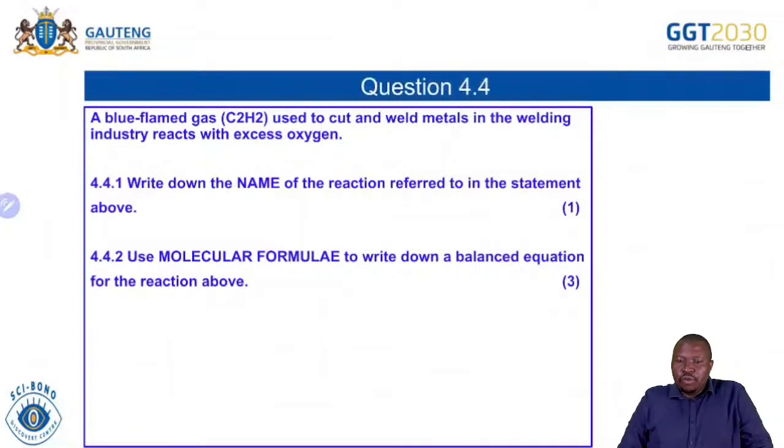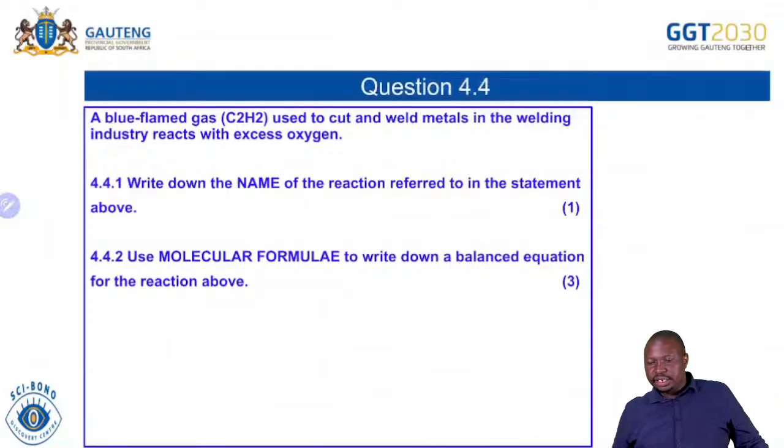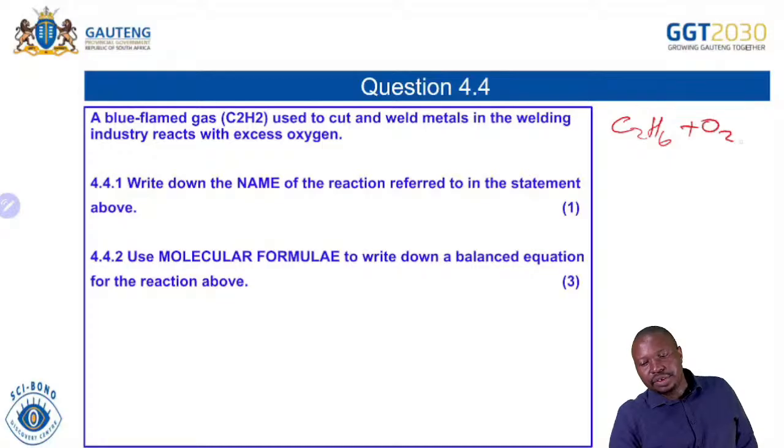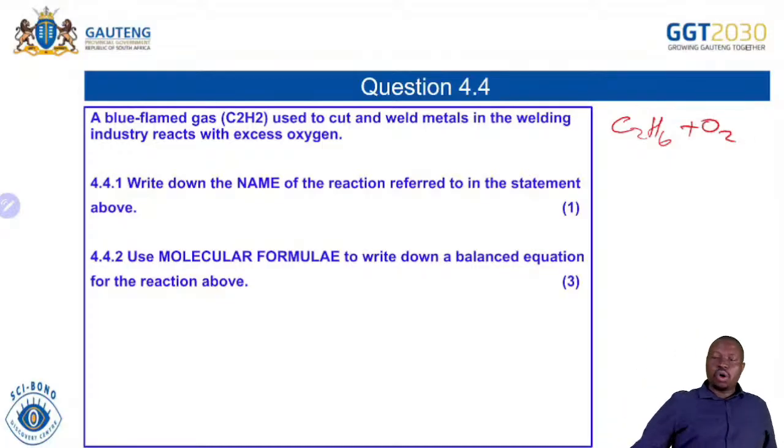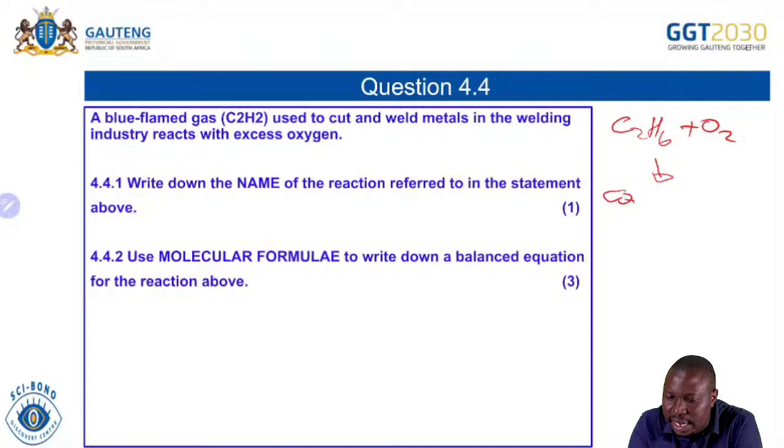Now they said a blue flamed gas used to cut and weld metals in the welding industry. So there is an industry where they deal with welding, reacts with excess oxygen. So you know that you are given C2H6 is reacting with oxygen. So that will be your combustion reaction. So combustion reaction, you know, it forms 3 things. It forms carbon dioxide, it forms water plus energy. But in terms of balancing, we are focusing on carbon dioxide and water.